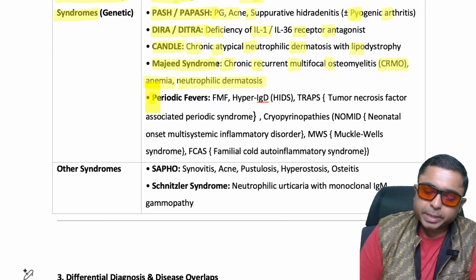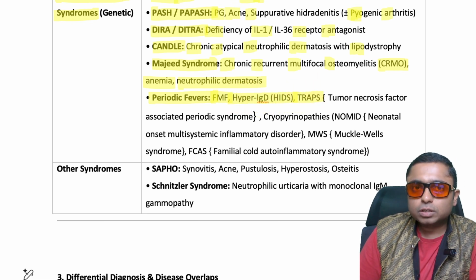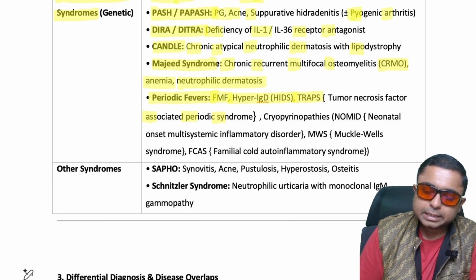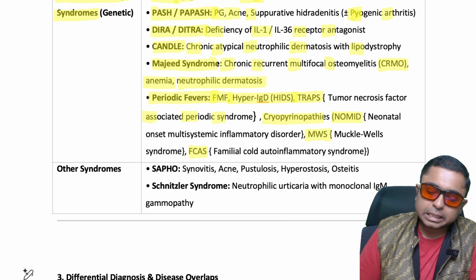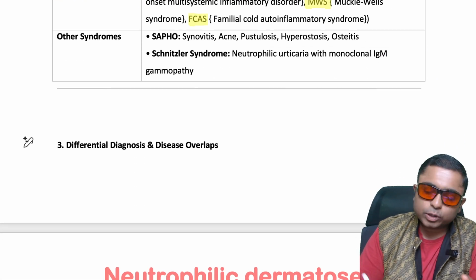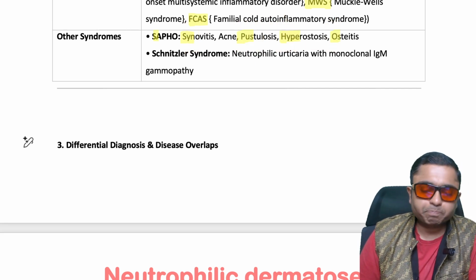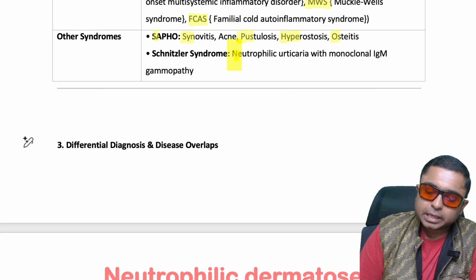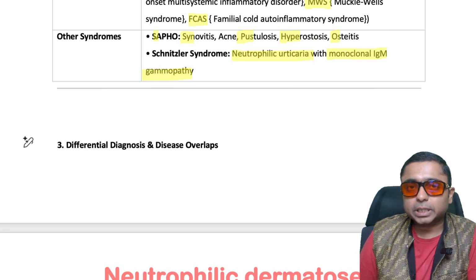And we have various periodic fevers, like for example familial Mediterranean fever, hyper IgD syndrome, TRAPS, tumor necrosis factor associated periodic syndrome, and cryopyrinopathies, like for example NOMID, MWS, and FCAS. We are going to see all these conditions in detail in individual videos, do not worry. SAPHO syndrome, that is synovitis, acne, pustulosis, hyperostosis, and osteitis. And Schnitzler syndrome, that is neutrophilic urticaria along with monoclonal IgM gammopathy.